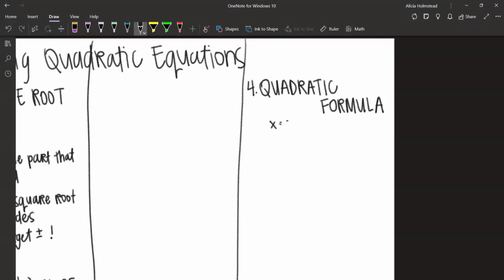X is equal to negative b plus or minus the square root b squared minus 4ac all over 2a.